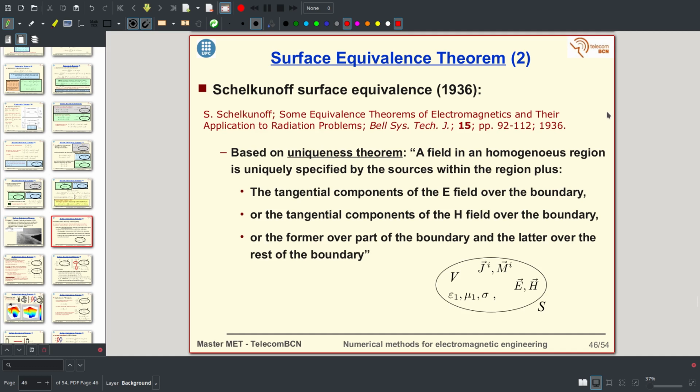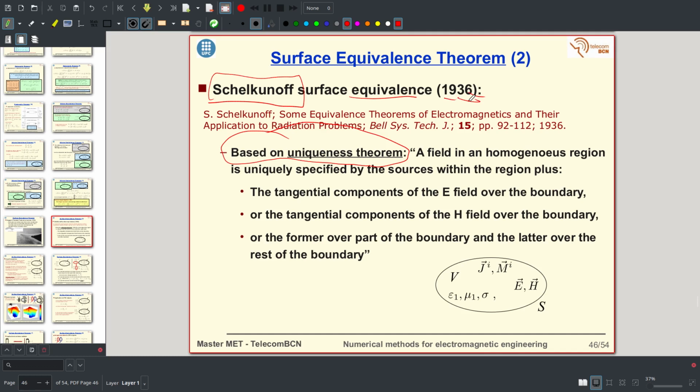In fact, the surface equivalence theorem is based on the uniqueness theorem. The equivalence theorem based on the uniqueness theorem altogether is due to Schelkunoff, who also made important developments on antennas. And this theorem is very old, 1936, as most of the theory in electromagnetics is old. And it's based on uniqueness.